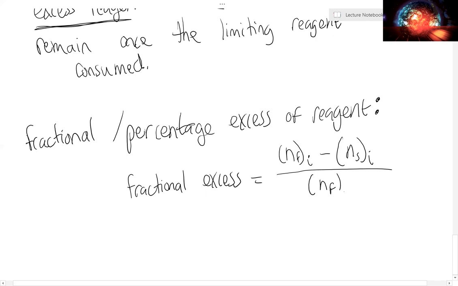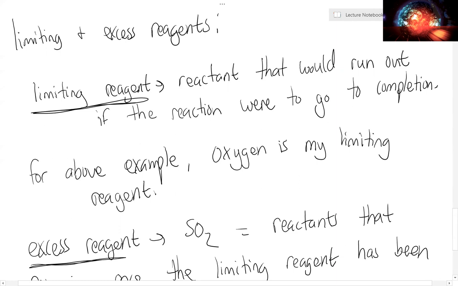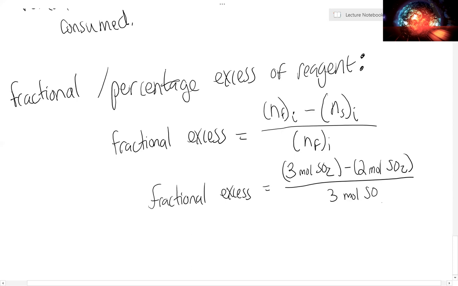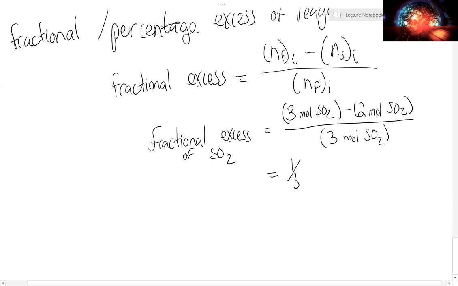So for example, if I wanted to look at the fractional excess of SO2 in this reaction above, I can say that fractional excess is, well, I have 3 moles fed minus, in order to consume all the oxygen, I need 2 moles, over 3 moles. So in this case, my fractional excess is 1/3. And if I wanted to do it as a percentage, you just multiply that by 100 and say I have a 33% molar excess of SO2.